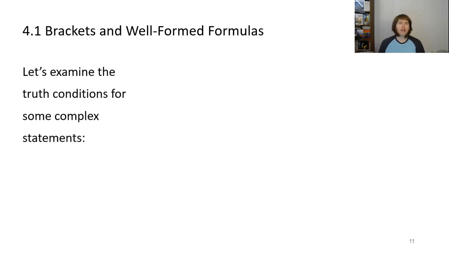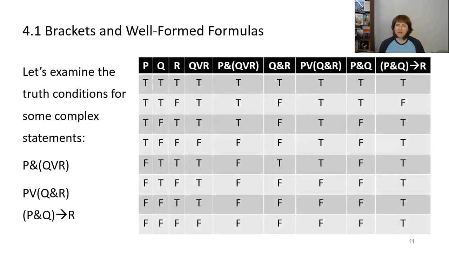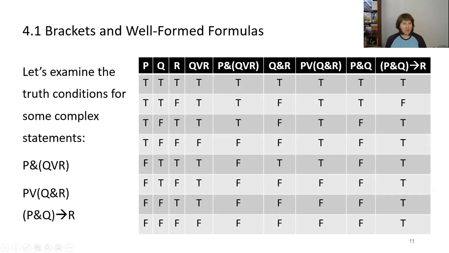Okay, let's look at some complex statements. Now here again, you might not like me very much in doing this. Here's a big, complicated truth table. So we've got three different statement letters here. We have P, Q, and R. Right? So P, Q, and R.